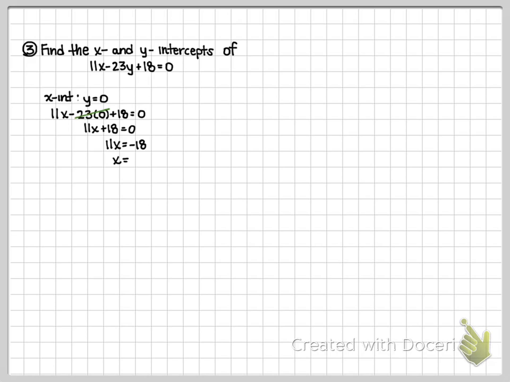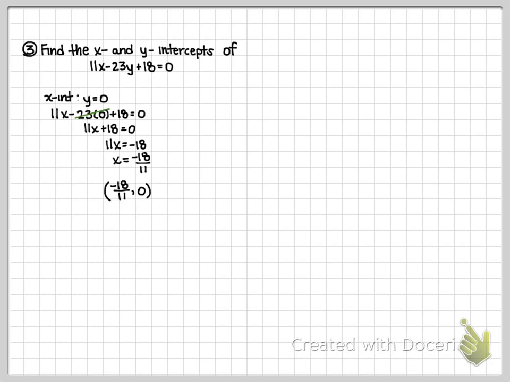The only thing that you need to be aware of here after plugging in zeros is to not stop. x equals negative 18/11 isn't the answer. An intercept is an actual location on a graph, so you will be required, and hopefully have been in the past, to write this as a point. So remember, you plugged in 0 for y, so we have a 0 in the y value of the point, and then the x that you came up with.